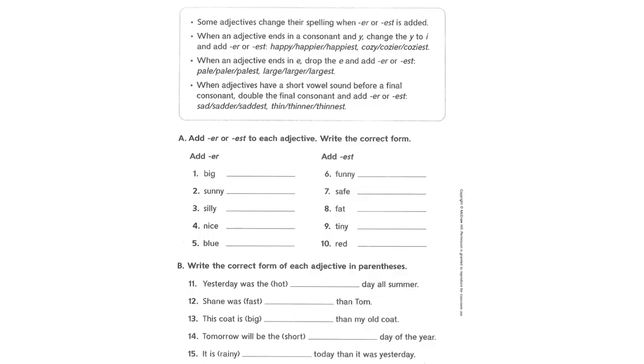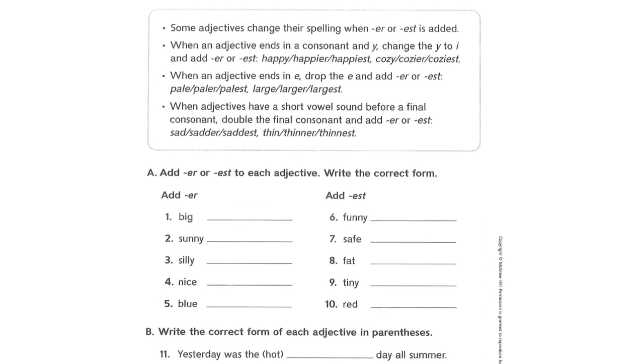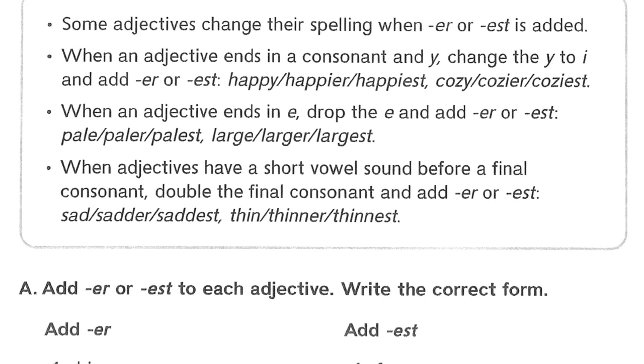Here we're going to be talking about spelling quite a bit. And there's some, I won't say trickiness to it, but just some things you have to pay attention to. It says some adjectives change their spelling when ER or EST is added. Here's your rule. When an adjective ends in a consonant and Y, change the Y to I and add ER or EST.